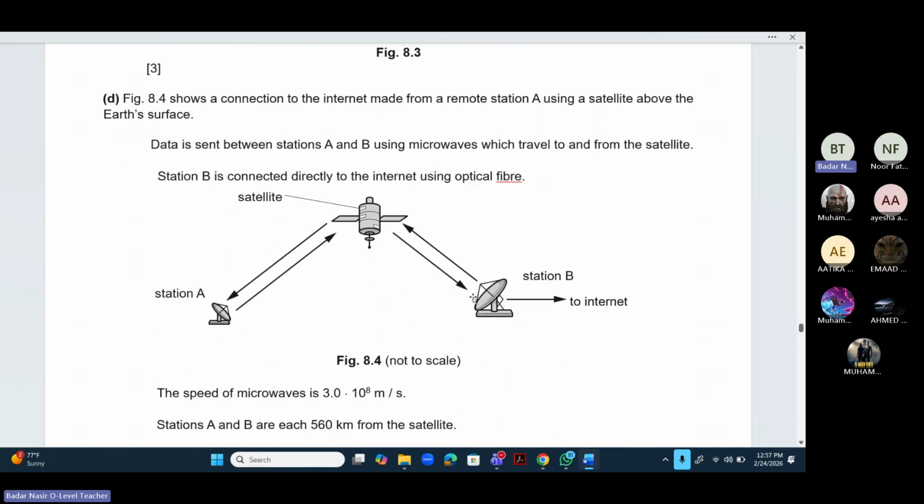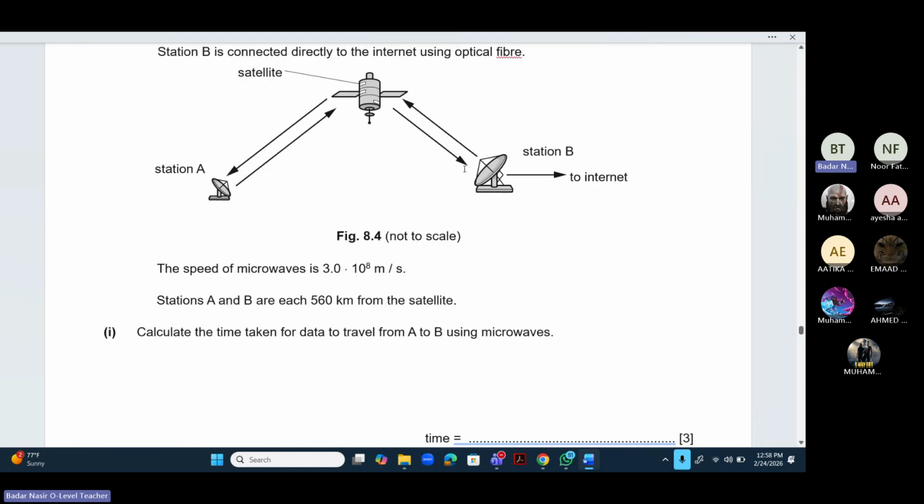Figure 8.4 shows a connection to the internet made from a remote station A. Using a satellite above the Earth's surface, data is sent between stations A and B using microwaves which travel to and from the satellite. Station B is connected directly to the internet using optical fiber. The speed of microwaves is given. Stations A and B are each 560 kilometers from the satellite. So A's distance to the satellite is 560, then from the satellite to B is 560. Calculate the time taken for data to travel from A to B. So what is the total distance it travels?